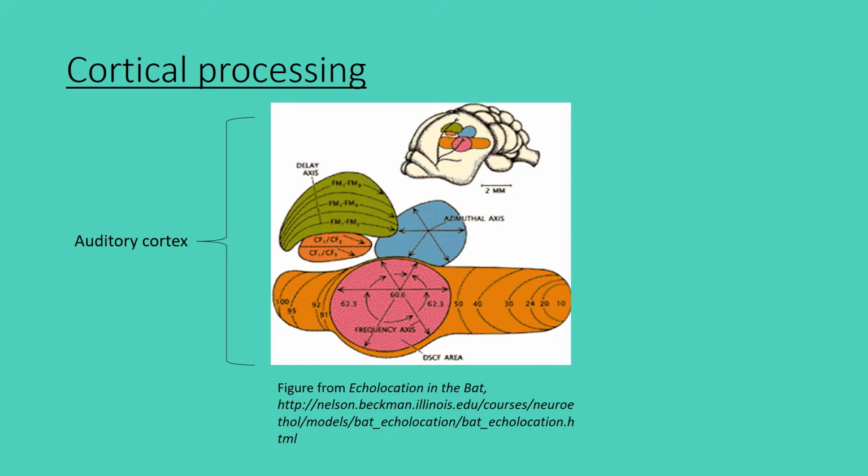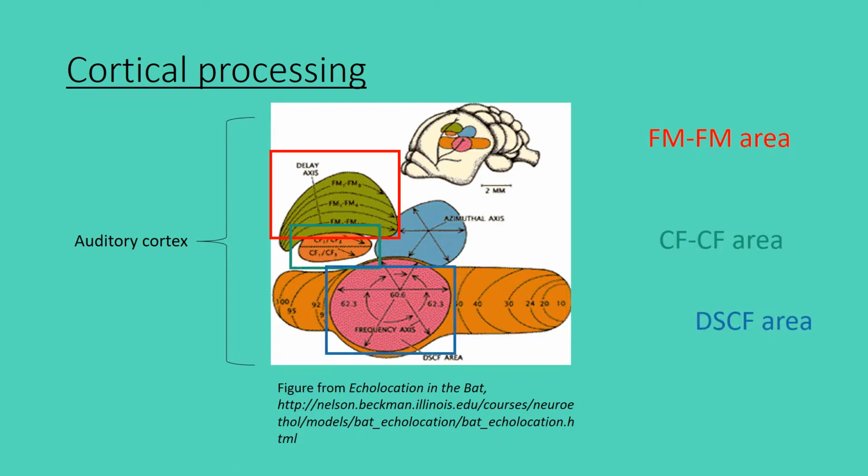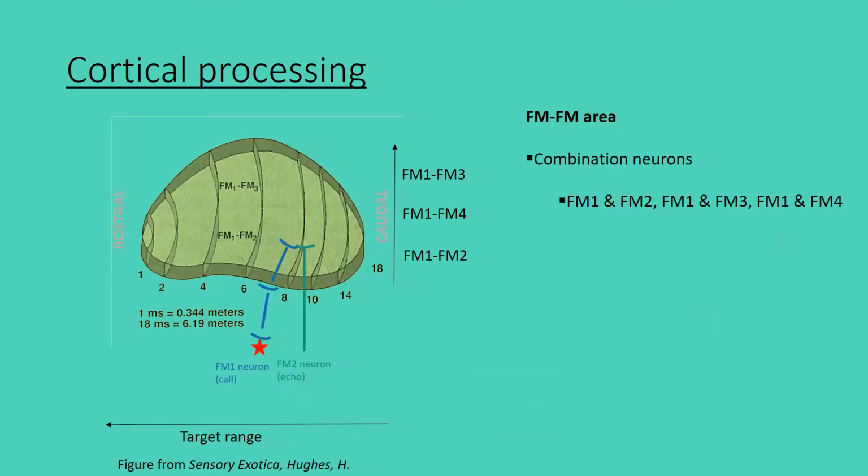FM-FM, meaning they respond to either a combination of CF neurons or FM neurons. These form the FM-FM area and the CF-CF area, to name two sensory modality areas. There is also the Doppler-shifted CF area that is involved in the fixing of the problem of the Doppler effect. Coincidence detectors in the FM-FM area can detect the simultaneous arrival of inputs from these combinations of neurons.